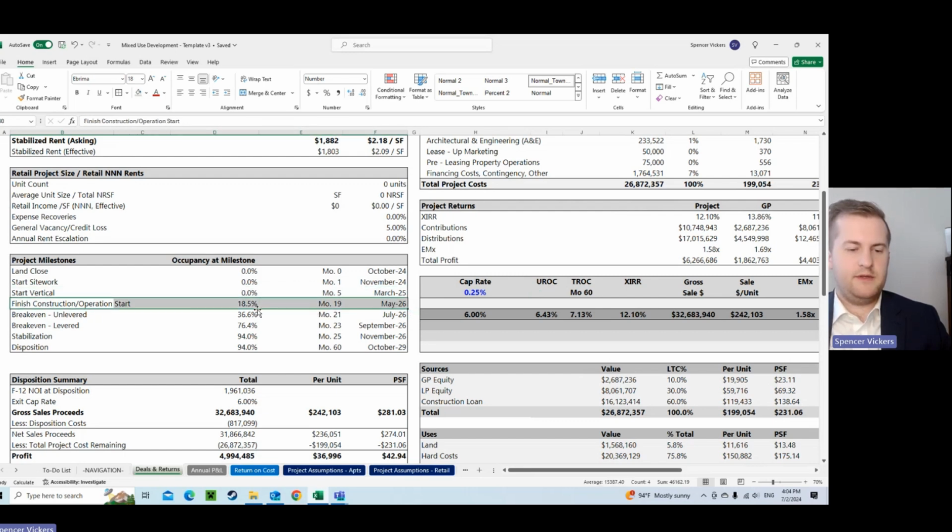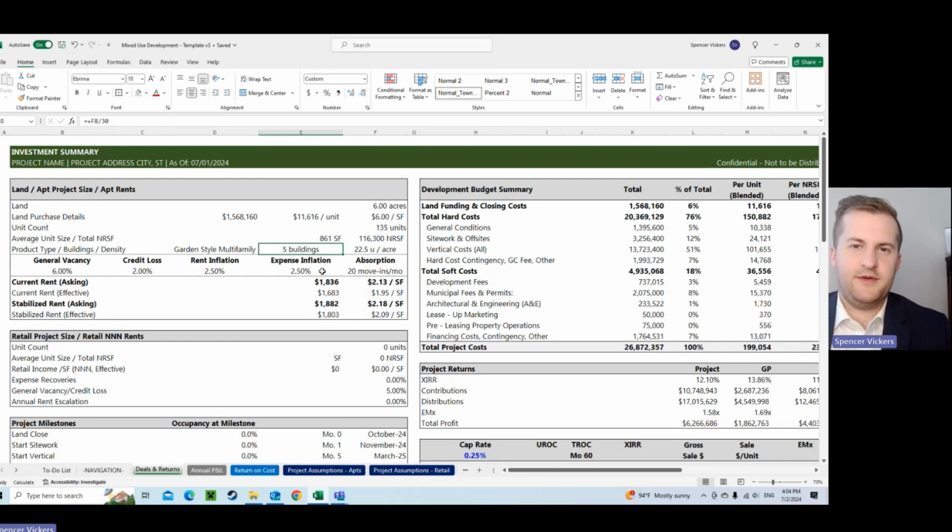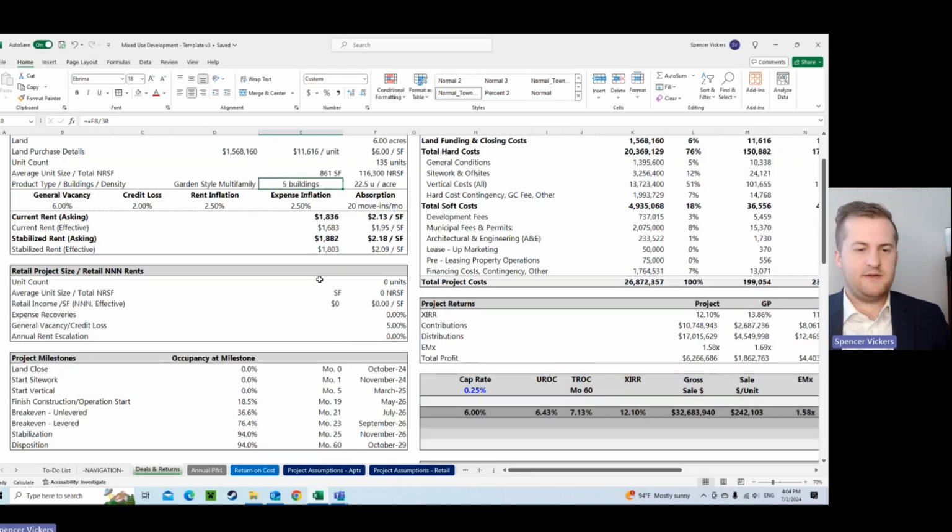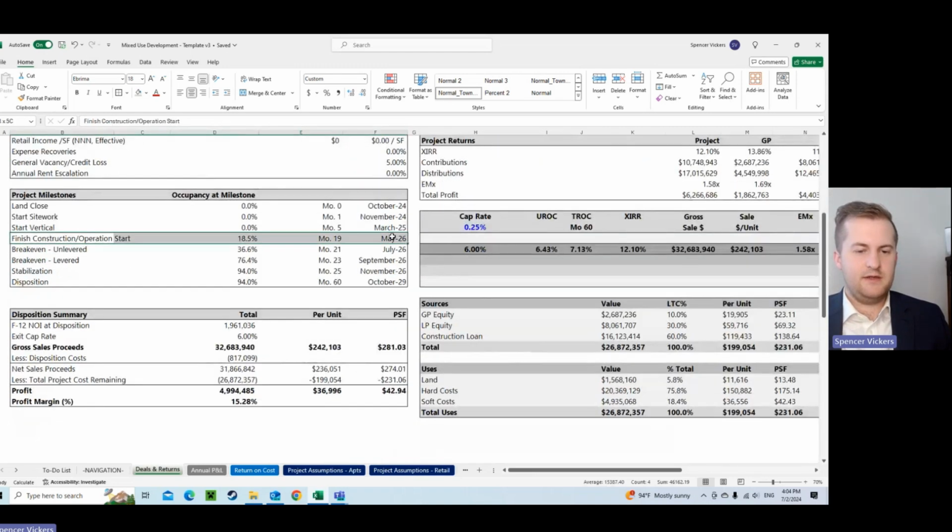which, by the way, is more conservative, specifically with this type of product, garden style. You've usually got a few buildings, and those buildings typically deliver sequentially. So they're not going to just deliver all 5 at the same time. But this model assumes that those buildings have to finish construction before you're able to start leasing. So there's some upside there that's not included in the analysis.